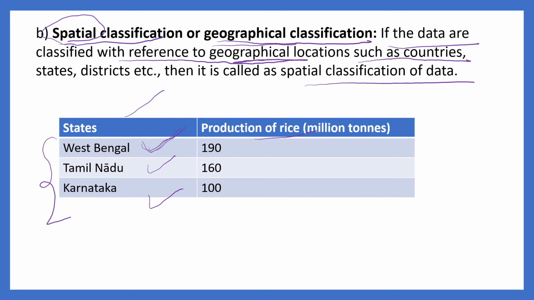In West Bengal, what is the production of rice? In Tamil Nadu, what is the production of rice? And in Karnataka, what is the quantity of production of rice? You can make a comparison between these 3 states. In Karnataka, the production of rice is less compared to the other two, and West Bengal produces more rice compared to Tamil Nadu and Karnataka. So it facilitates you to make a comparison.